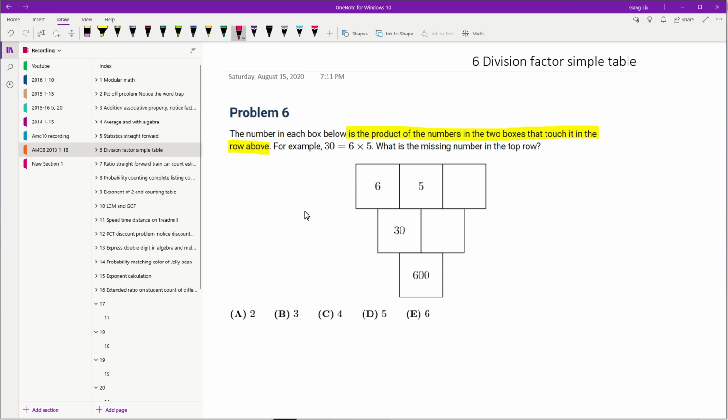Problem 6. The number in each box below is the product of the numbers in the 2 boxes that touch it in the row above. For example, 30 equals 6 multiplied by 5. What is the missing number in the top row? And so for this, we got 20 multiplied by 30 equals 600. And this will be 30, and this is going to be 4. Answer C.